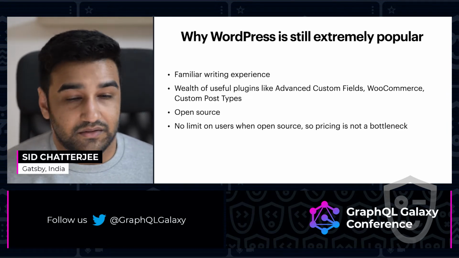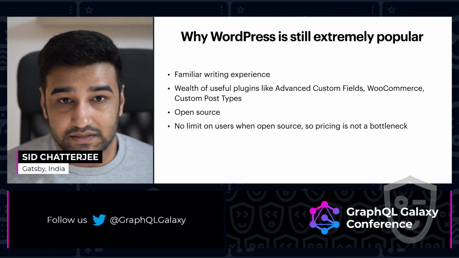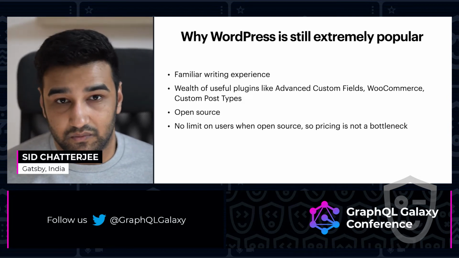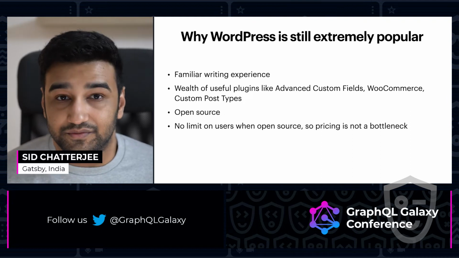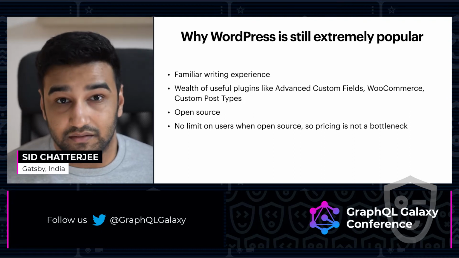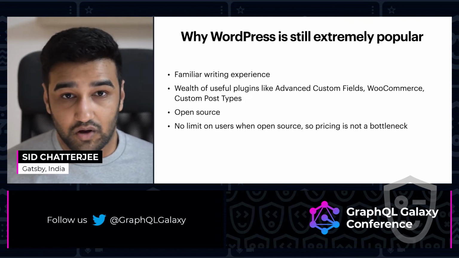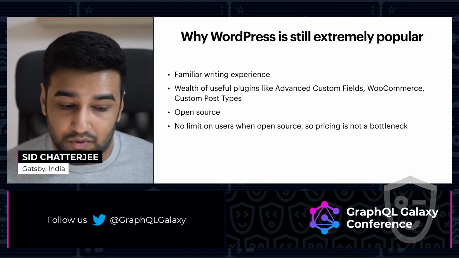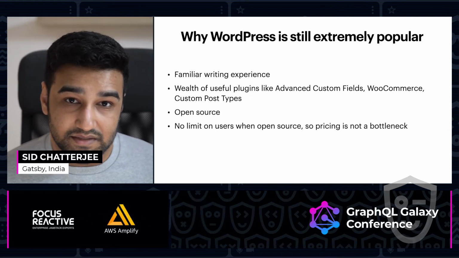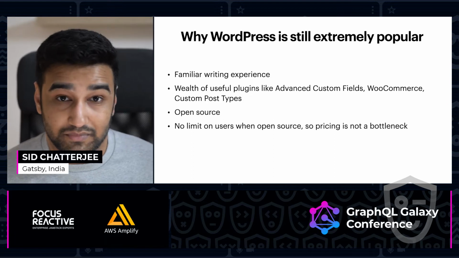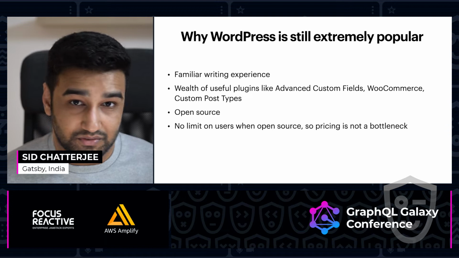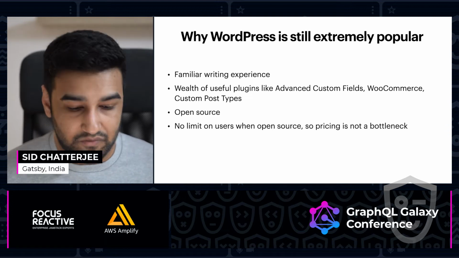I mean, it's got a familiar writing experience. People have been using it for years now, so they're really comfortable with how it works. It's got a wealth of plugins to do really anything you want to do with it, including stuff like advanced custom fields, WooCommerce for e-commerce, and so on. WordPress also happens to be open source, and that's great because that means you can build it anywhere and run it anywhere. You're not tied into a specific platform.